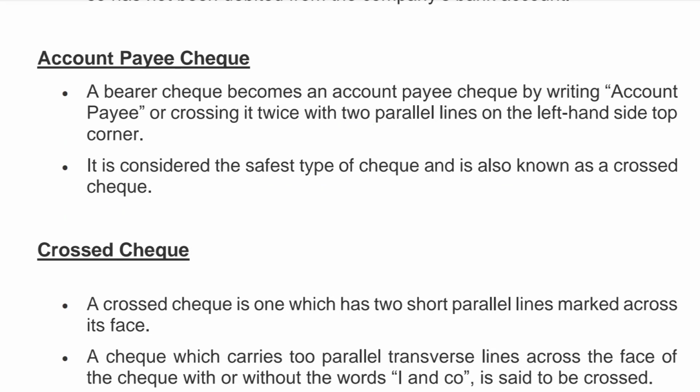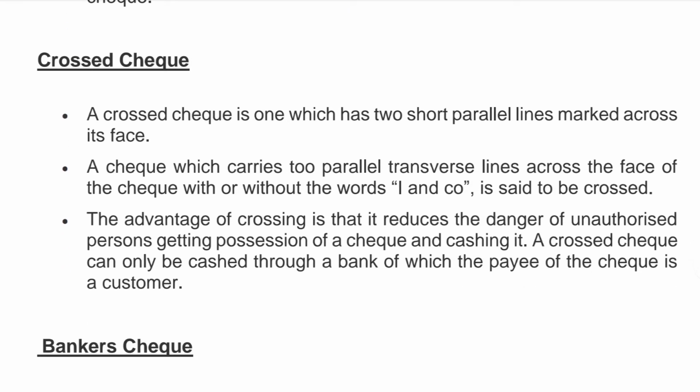Now we will discuss the crossed check. A crossed check is one which has two short parallel lines, as we already discussed, marked across the face in the left hand side top corner. A check which carries two parallel transverse lines across its face, with or without the words "and company", is said to be crossed. The advantage of crossing it is that it reduces the danger of an unauthorized person getting possession of the check and cashing it.